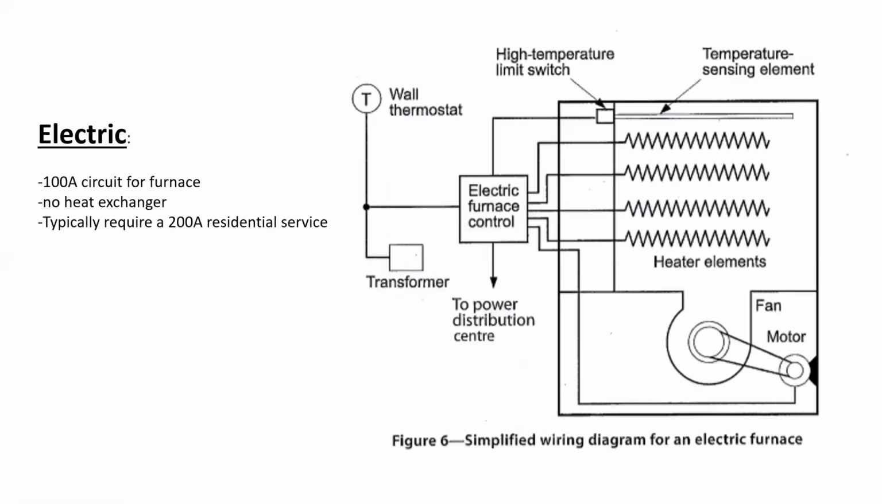An electric furnace, by contrast, is slightly different. It's still forcing air through the building and heating it, but in this case, we're using electric heating elements. Because of this, there is no heat exchanger. Instead, we are simply blowing air past live electrical heating elements like a toaster. Usually, the circuit requirements for such an item are around the 100 amp range, and usually a residential service will need to be at least 200 amps in order to accommodate an electric furnace.